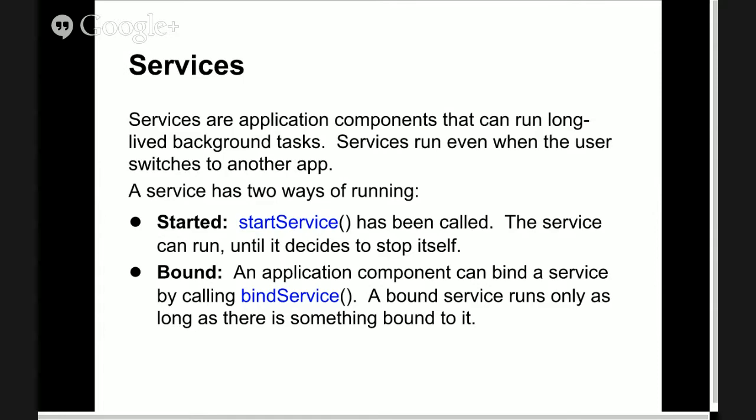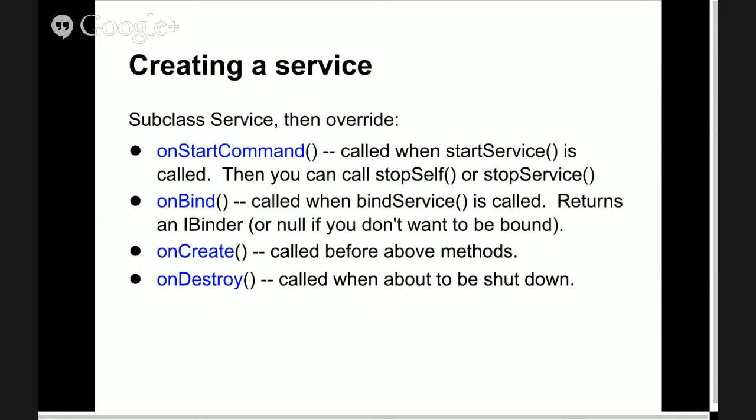And the way it was originally started is what matters. So if I create you as a started service, even if I then bind to you, when I unbind, you continue running because you have the birthmark of being created by start. So you're not dependent on the bindings for dying. Okay? And so to create a service, the general things are these.